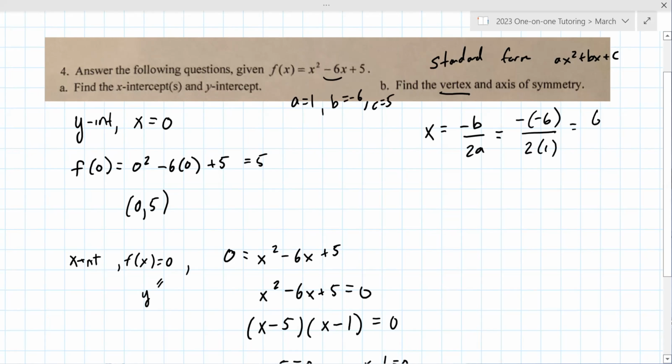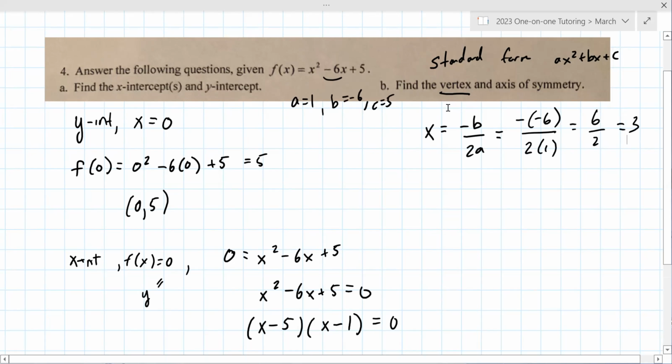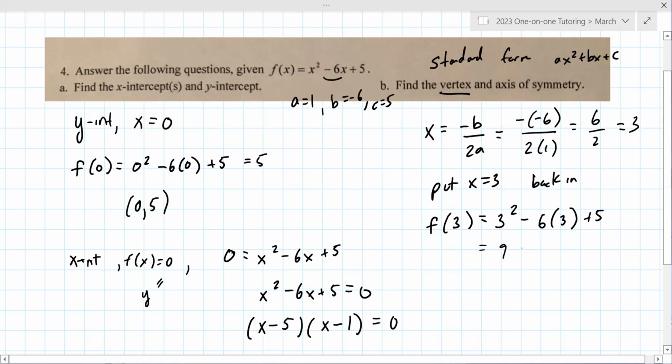And then you have to simplify here. So 6 over 2 is 3. So that's the x coordinate of the vertex. Okay, to find the y coordinate of the vertex, you have to put x equals 3, or whatever number you get, back in for f of x. You're finding f of 3 now. 3 squared minus 6 times 3 plus 5. So that's 9 minus 18 plus 5, which is -4, it looks like. So your vertex is that x value 3 you just found, and the -4 there.